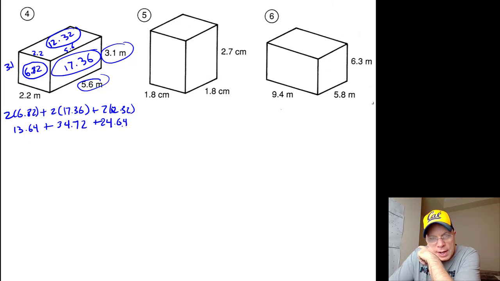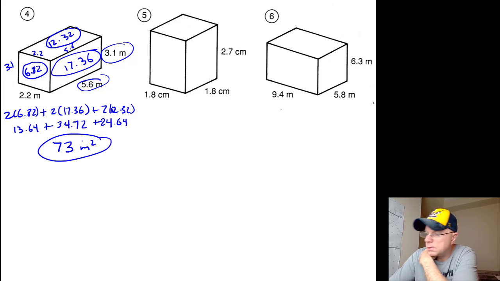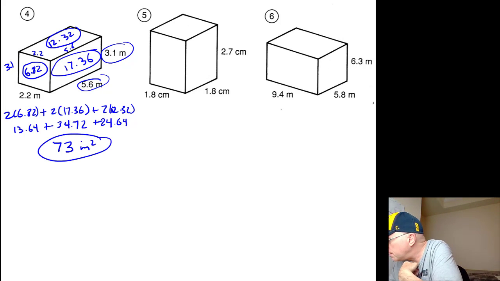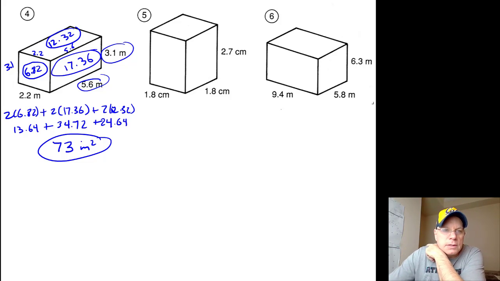So adding my wholes, I have 128, 130 plus 70 more is 200 hundredths, which is 2 wholes. Add that to my 13 wholes, I get 15 wholes, plus 34 is 49, plus 24 is 73. 73 meters squared. It's surprising that comes out to a whole number with so many decimal areas going out to the hundredths. Those dimensions were obviously carefully chosen, I suspect at least.